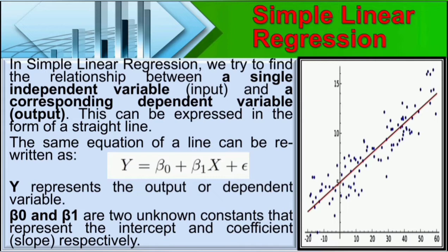Single variable linear regression. In simple linear regression, we try to find the relationship between a single independent variable or input and a corresponding dependent variable or output. This can be expressed in the form of a straight line.